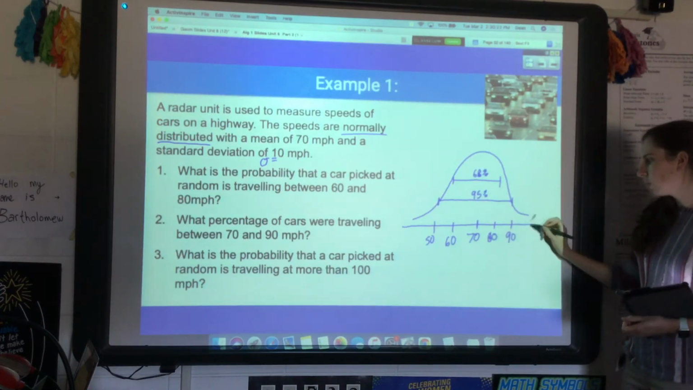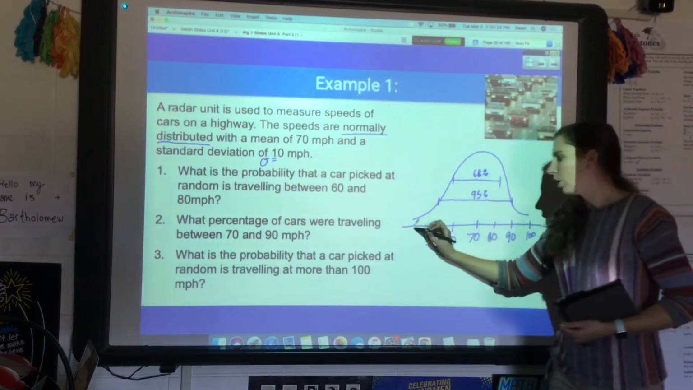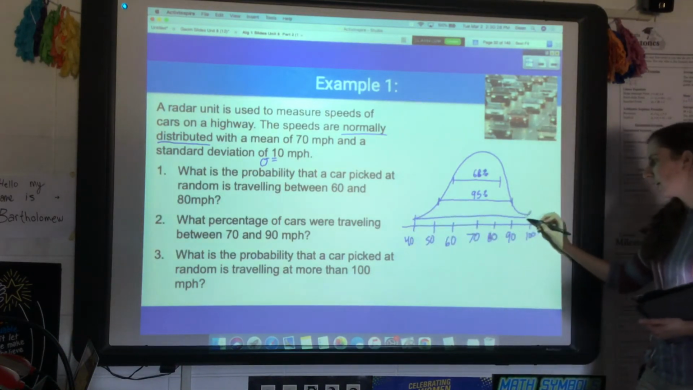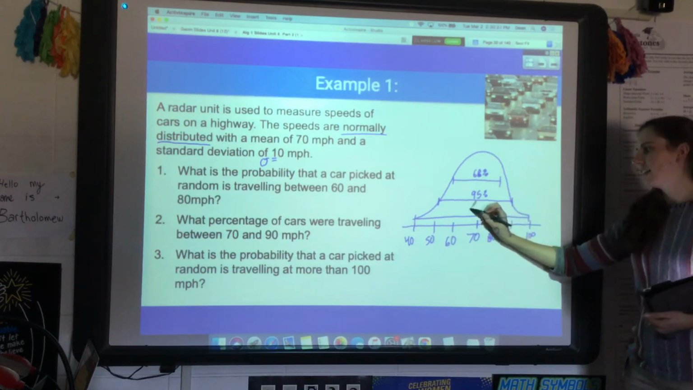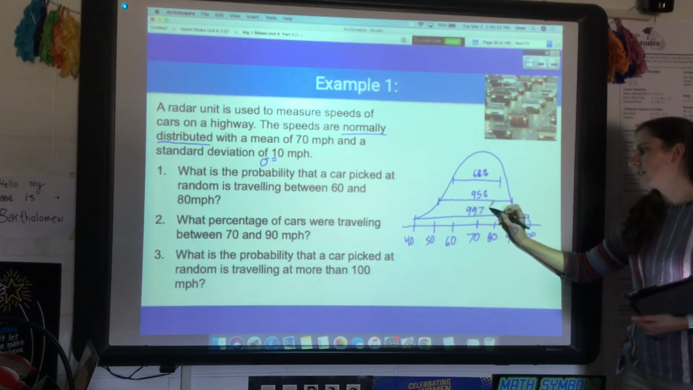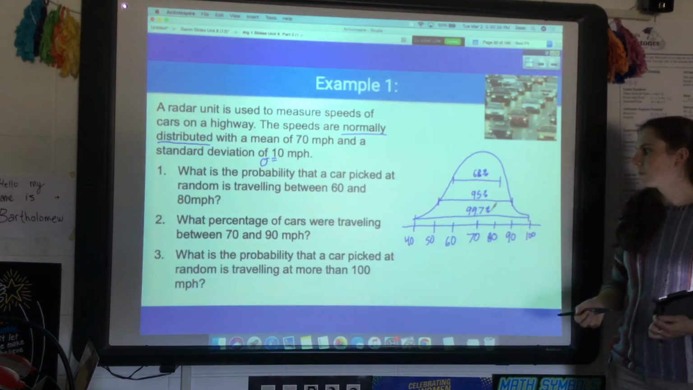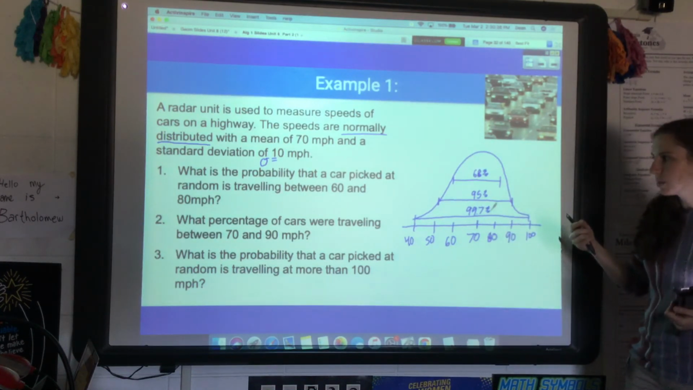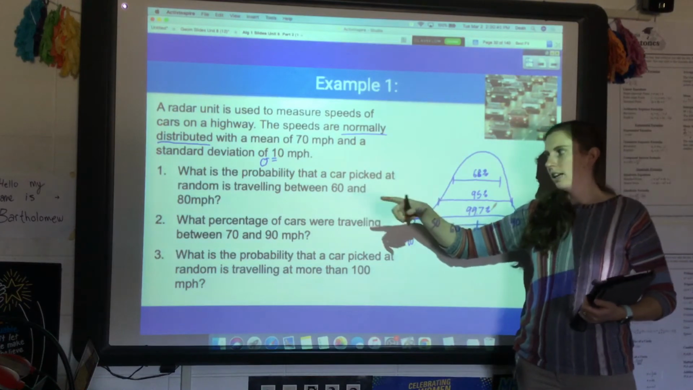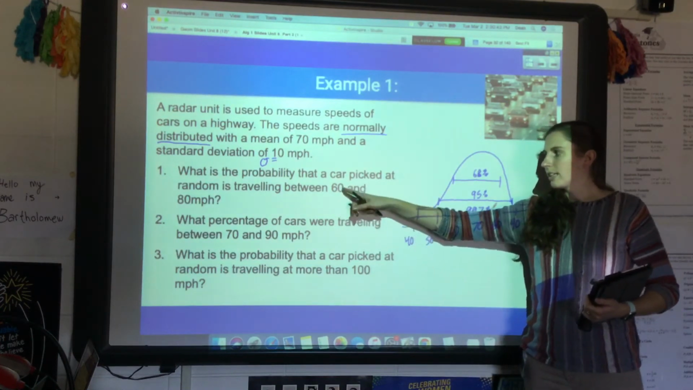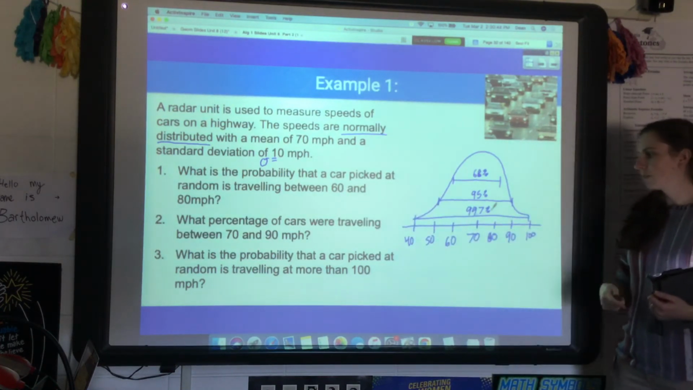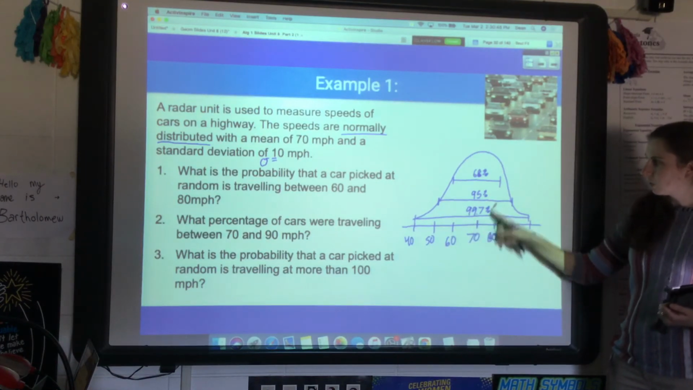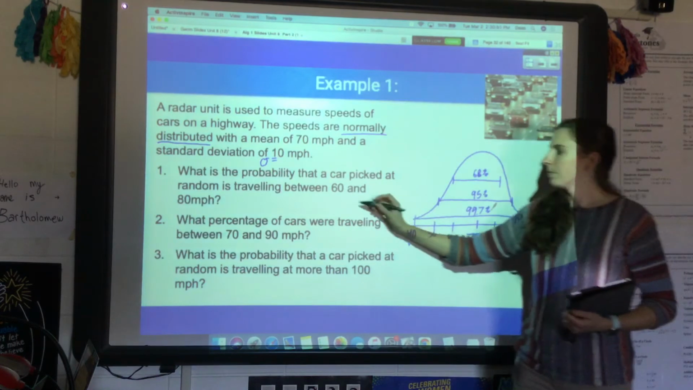And then if you do one more, so up to 100 or down to 40 miles per hour, probably not anybody going outside of that range. That is 99.7% of the cars. So we're going to use this to answer these questions here. What's the probability that a car picked at random is traveling between 60 and 80 miles per hour? That would just be this, 60 to 80, which was the 68%.